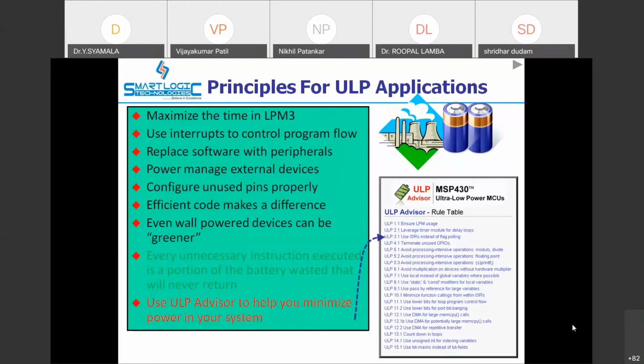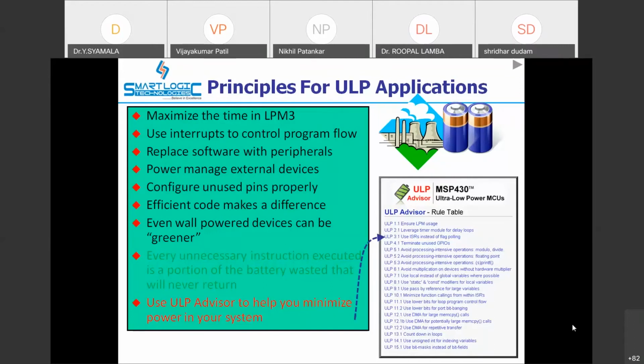There is a utility provided by Texas Instruments for the MSP430 called the ULP Advisor, that is, the Ultra Low Power Advisor. It gives some guidelines, and even looks at the code and checks it. So what are those guidelines?